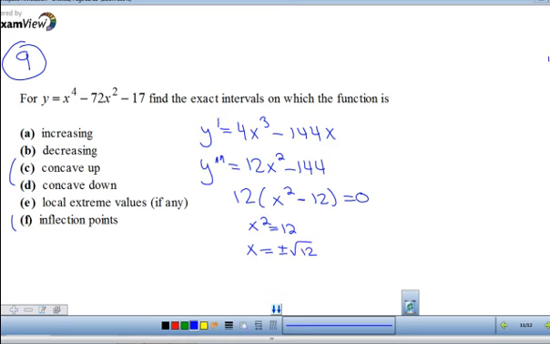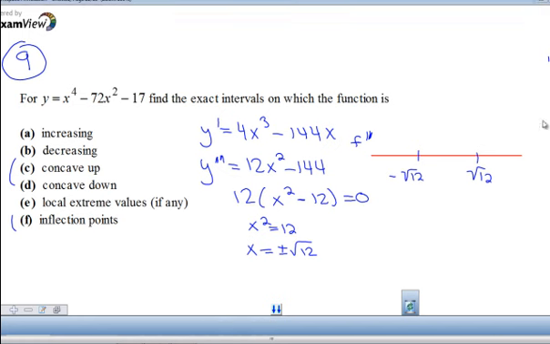12. So once again, I'm going to do my check. And this time I'm checking my second derivative. So I need to check whether my second derivative changes sign. Or it's actually probably easier to use this one. So I need a number to the left of the square root of 12. That would be negative 4. So negative 4 squared is positive 16. Positive 16 minus 12 is a positive number.